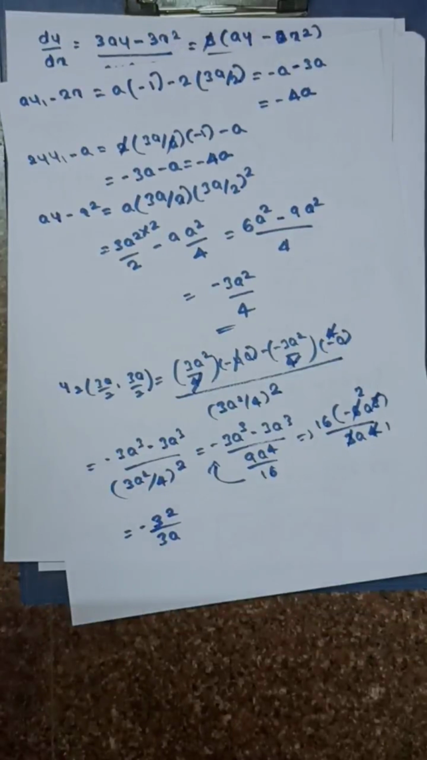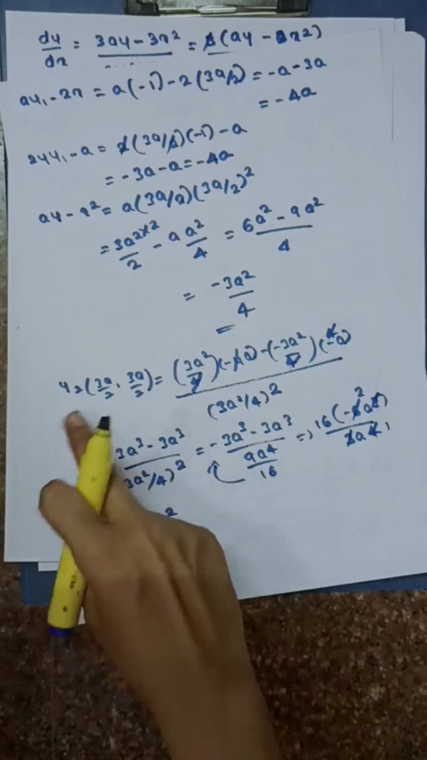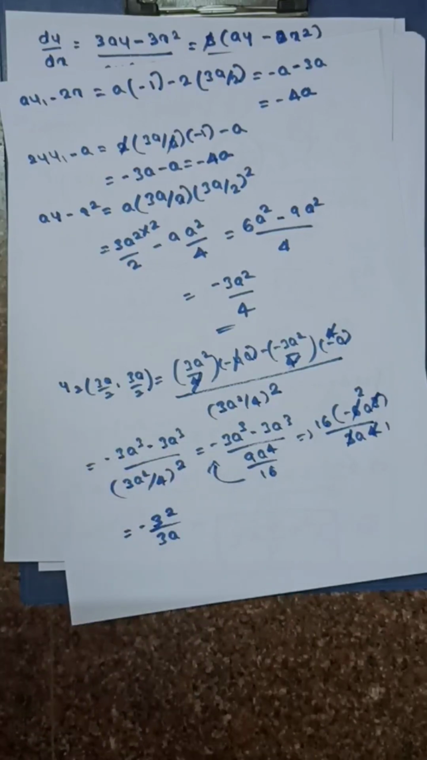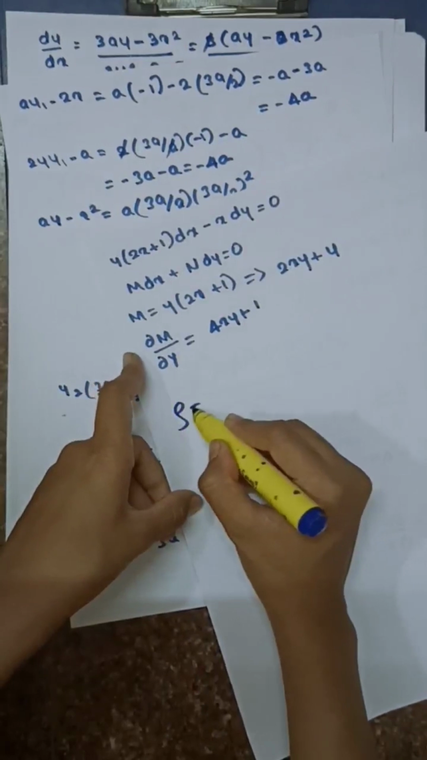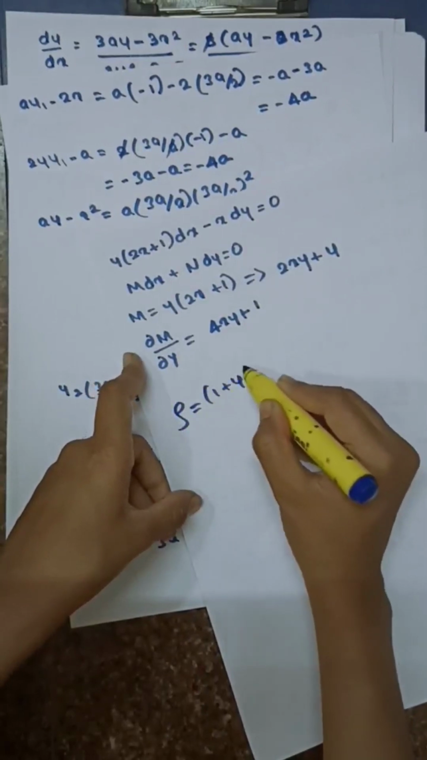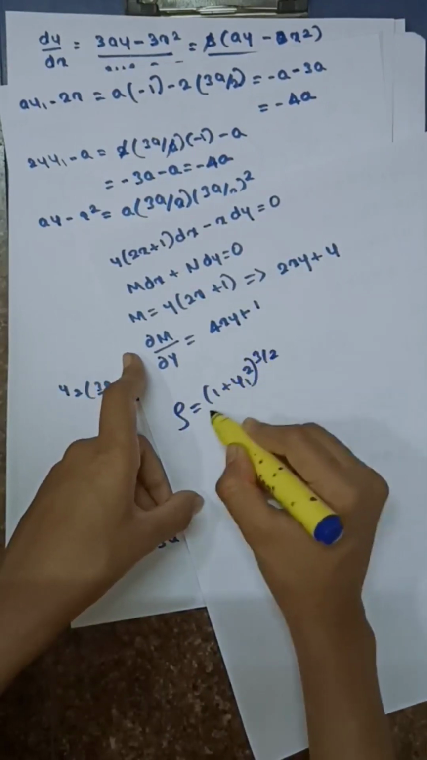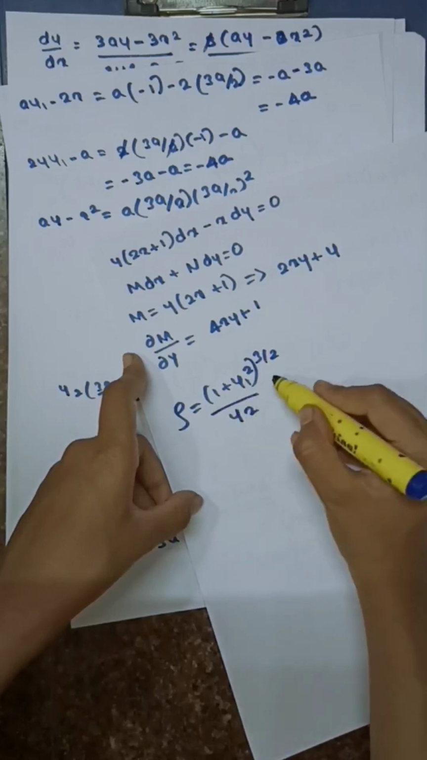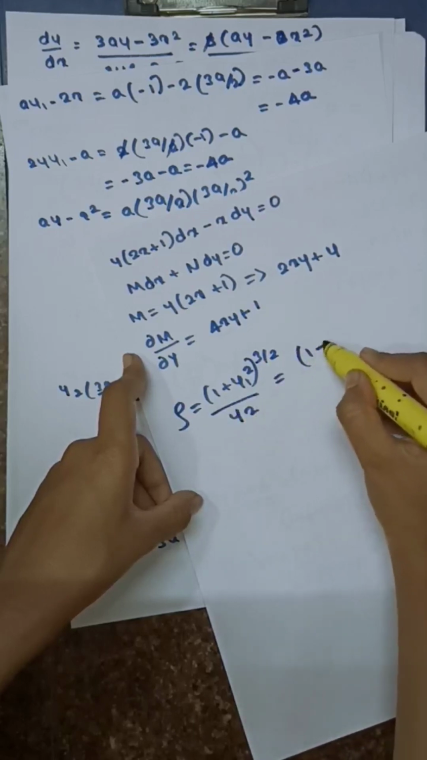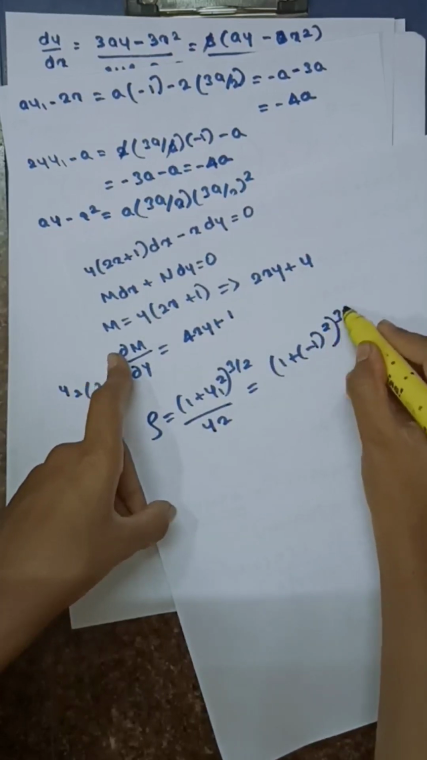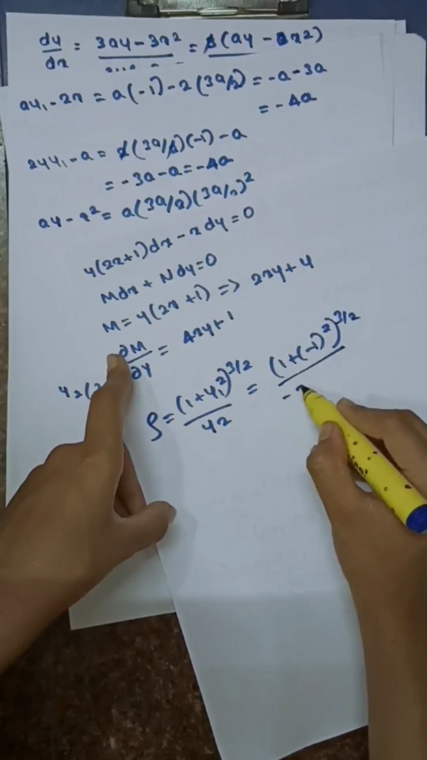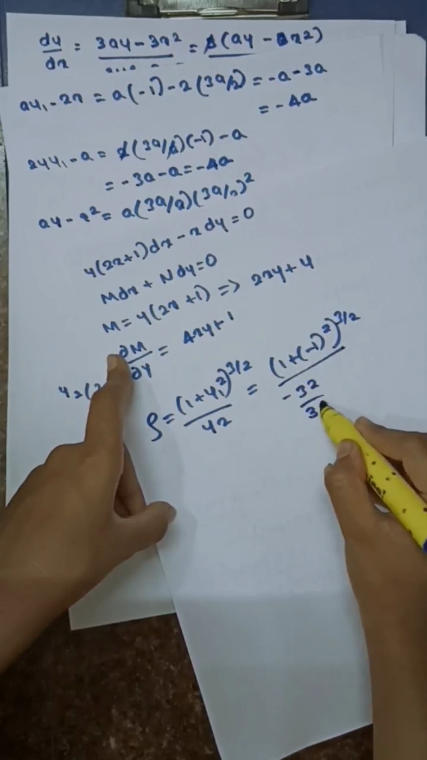Now next what we have to do is, our next task is to find out the radius of curvature. We have just now found the value of y2 and y1. So next task is to find out the radius of curvature. Rho equals to 1 plus y1 square to the power 3 by 2 divided by y2. So this equals to 1 plus minus 1, y1 value is minus 1, so whole to the power of 3 by 2, divided by minus 32 by 3a.